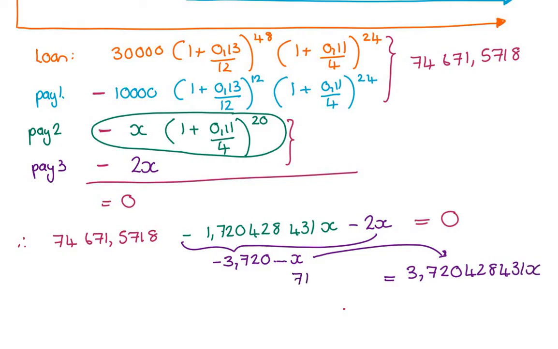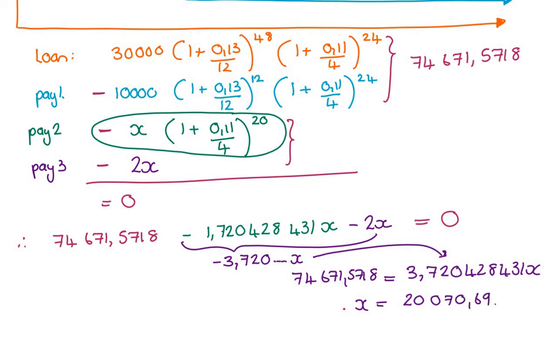must equal this loan of 74,671.5718. And now all I need to do is divide both sides by this 3.720. So I would try and keep that on your calculator. It's very useful so you don't have to write it in all the time. So I take my 74,671 Rand and I divide by that 3.72 and I'll find the value of the x. So I get the x value is 20,000. Oh, no, that was too many zeros. So let me undo that. 20,070 Rand and 69 cents.